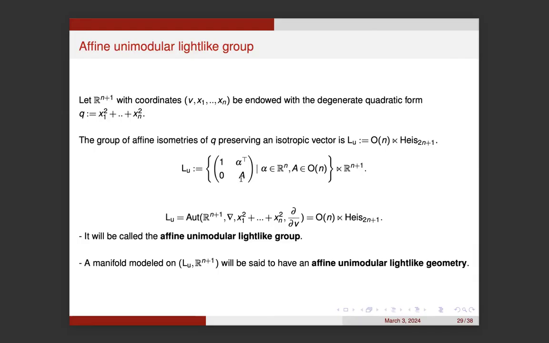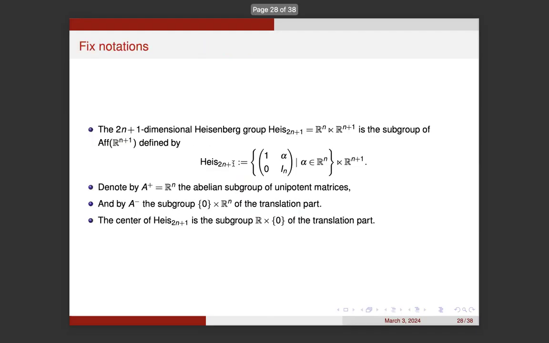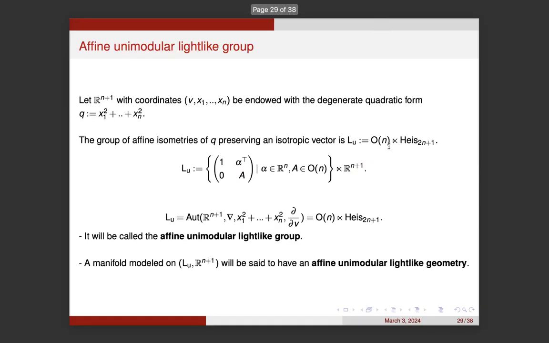So when the matrix A here is the identity, what I get is this group I gave here. I get exactly the Heisenberg group. So if I add any element in O(n), I get an extension of the Heisenberg group by the orthogonal group. And this is exactly the automorphism group of this structure. The structure here is R^(n+1) equipped with the flat connection.